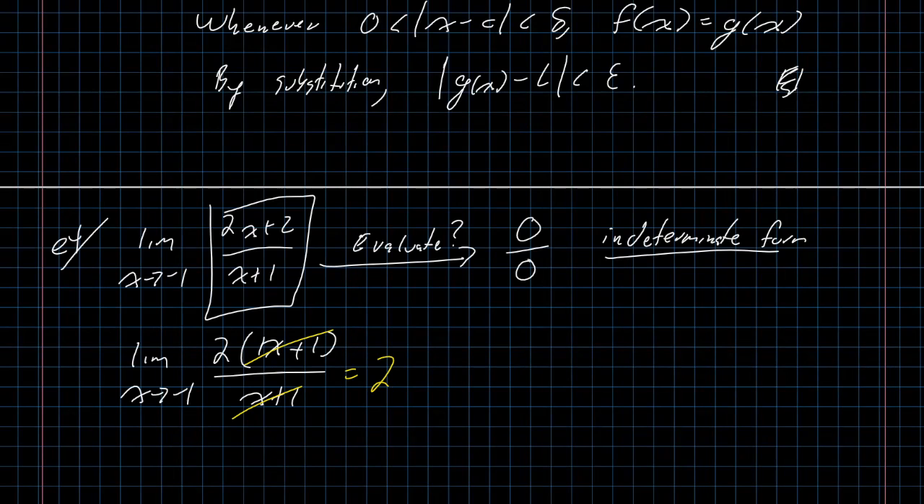I guess I skipped a step here, sorry about that. This will be the limit as x approaches -1 of 2, which is equal to 2. Right. So you can reduce a fraction. And if you can reduce the fraction and get it so that instead of being an indeterminate form, you get a defined value, then the limit exists and it has that value.